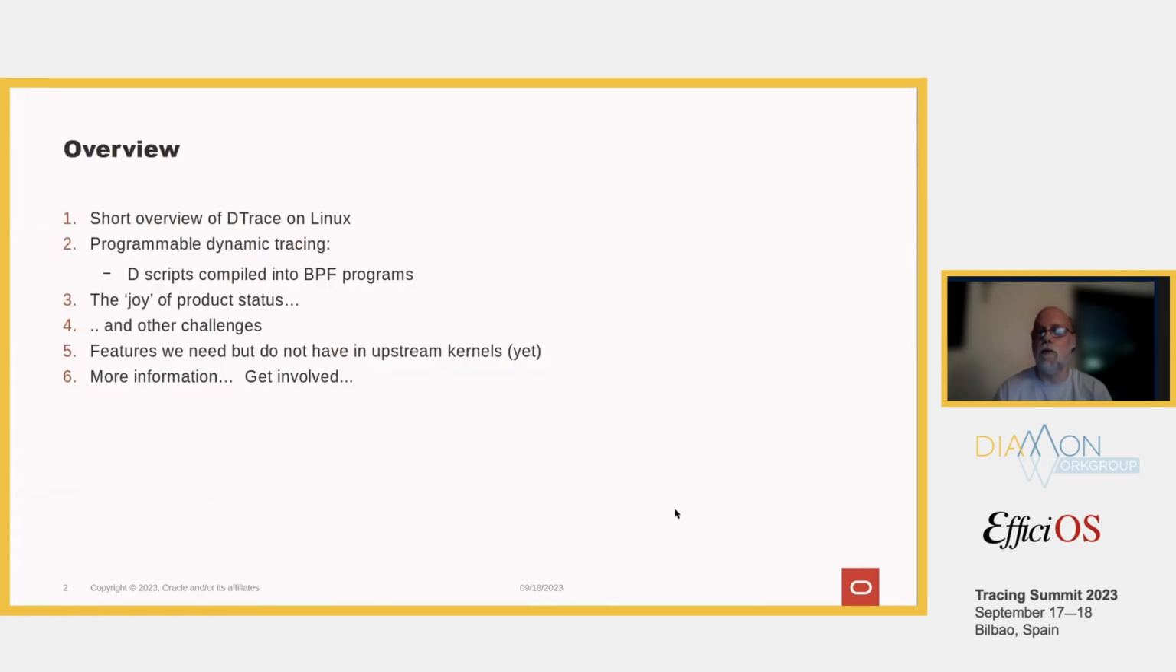So I'll give a very short overview of DTrace on Linux, and then very briefly say what we mean with programmable dynamic tracing, and then delve into actually the bulk, which is, for one, the joy of it being a product, which means we have some limitations we have to deal with, and then various other challenges we've run into in implementing DTrace and still deal with. And then I'll highlight a couple of features that we need at the kernel level that are being worked on in terms of being submitted for upstream.